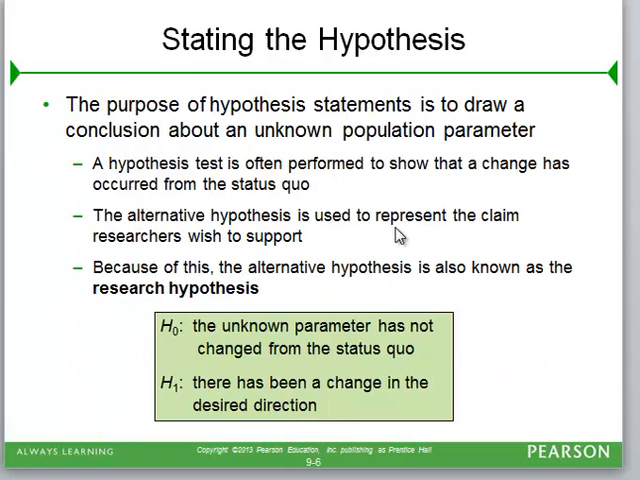The purpose of hypothesis statements is to draw a conclusion about an unknown population parameter. So in the null hypothesis, we state the unknown parameter has not changed from a status quo. And in the alternative hypothesis, we say there has been a change in the desired direction. What does that mean? Let's check an example.